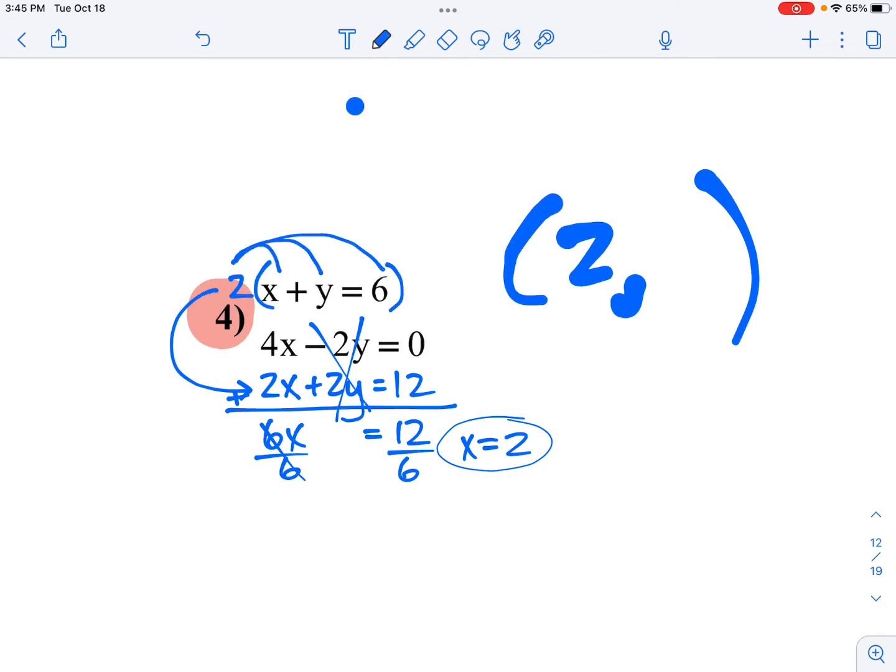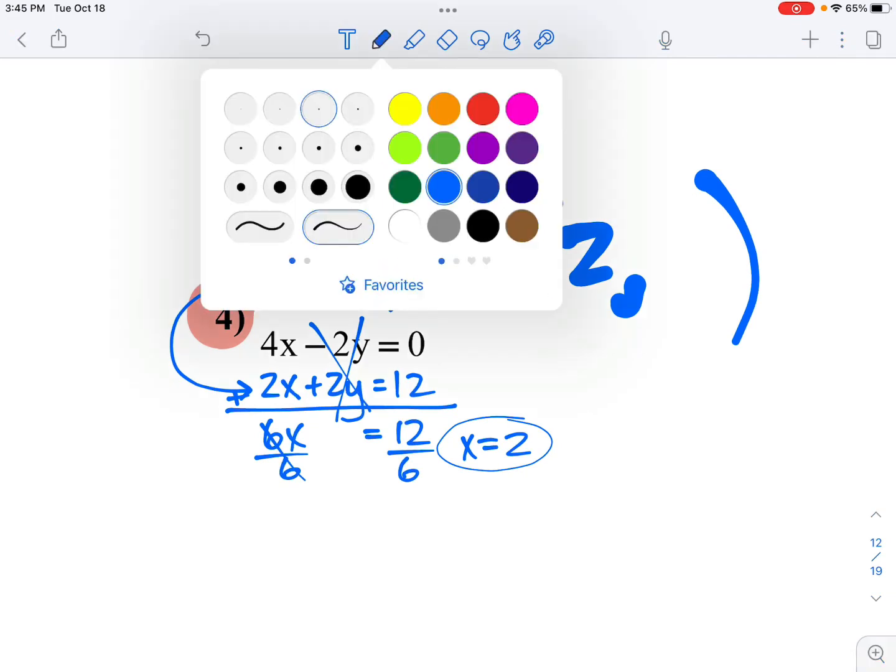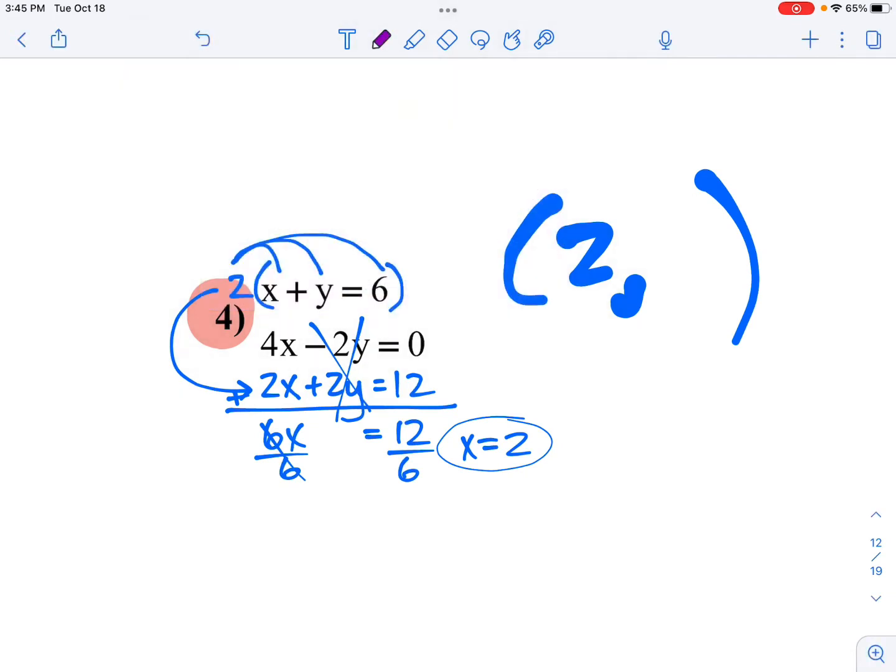Let's figure out what the answer is going to be. I'm going to take my 2. The top equation looks a little bit easier to me, so I'll plug it into that one. You could also plug it in right here and still get the correct answer. But I'm going to plug it into this top equation.